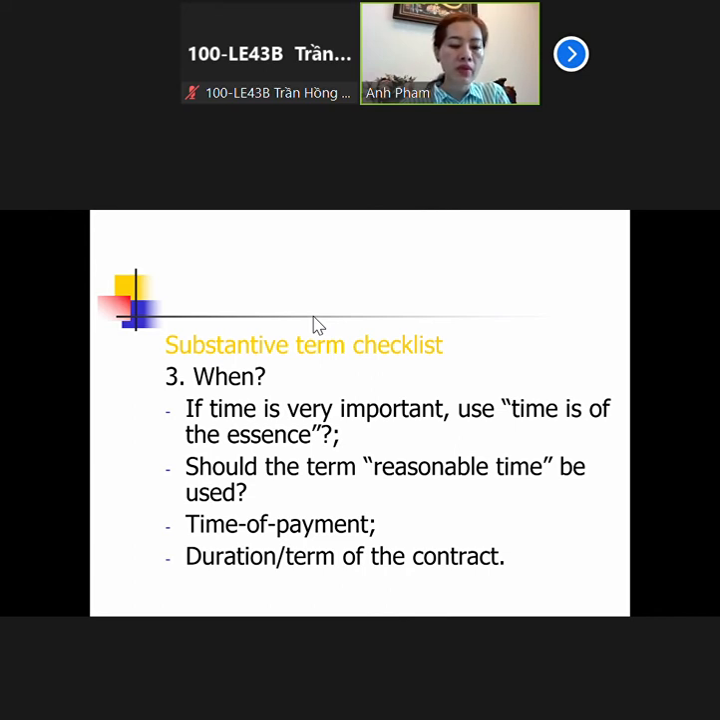Previously, we discussed the method of payment. And the method of payment usually goes with the time of payment. So when they will pay. And the time to answer the question when also refers to the duration or the term of the contract. So the contract is entered into on that day, and when it ends, what is the expiry date of the contract?